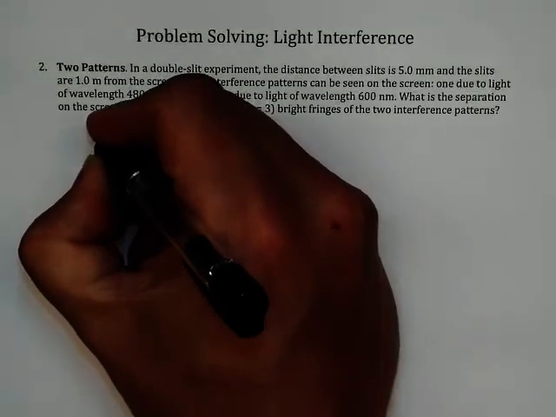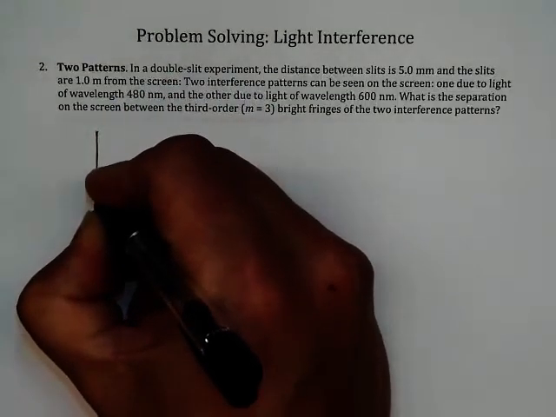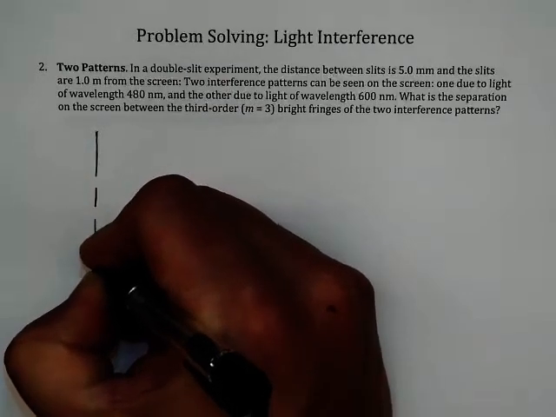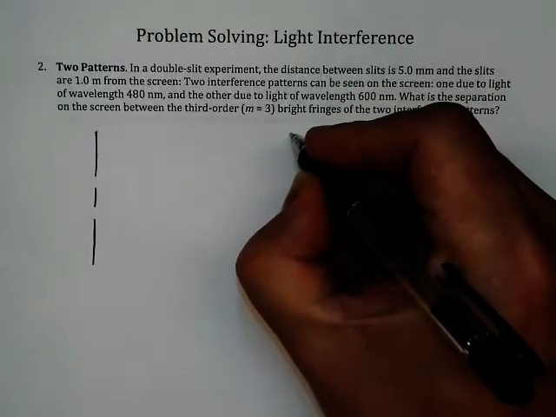So 480 nanometers is on the bluish side of the spectrum, and 600 nanometers is on the reddish, and I've got a red pen and a blue pen. I'll take advantage of that.